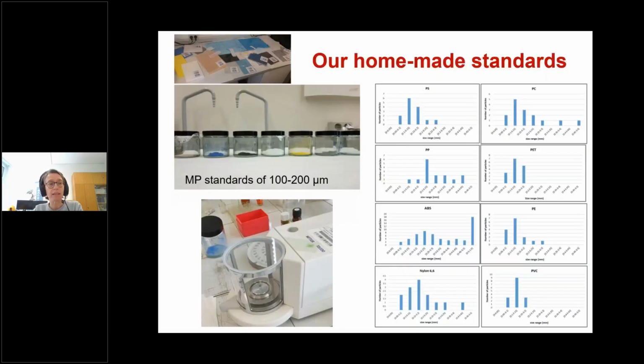How we made it is we bought pure plastic materials and we drilled them with a diamond driller. Here we have different microplastics of the size of 10 to 100 micrometers. We weigh them in an ultra microbalance. Here we have the different polymers and the different size ranges. This allowed us to calibrate the system with accuracy.